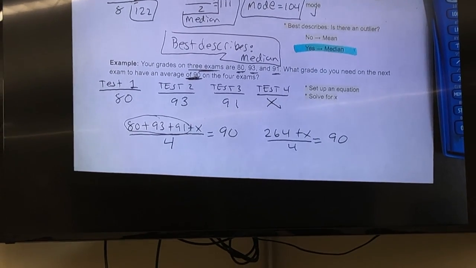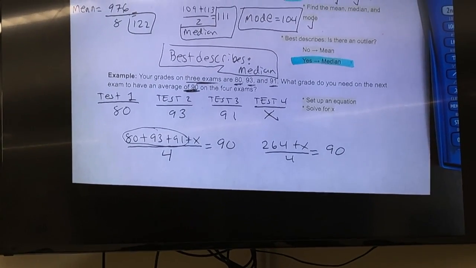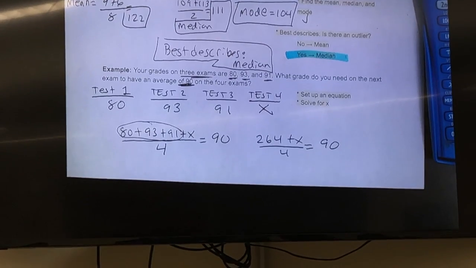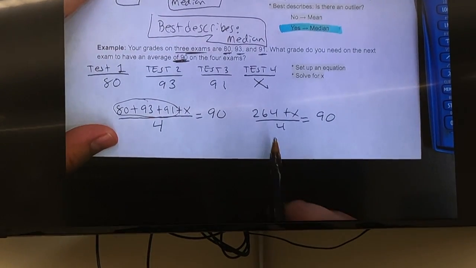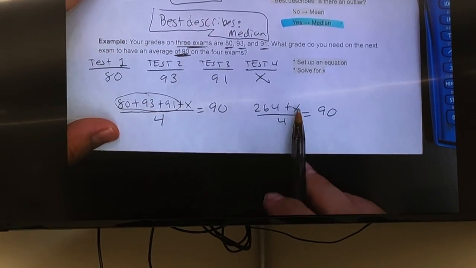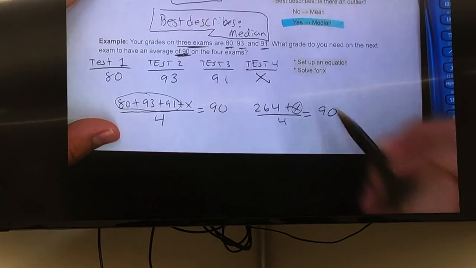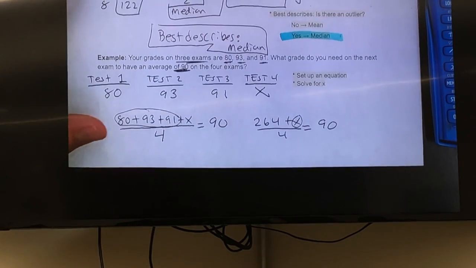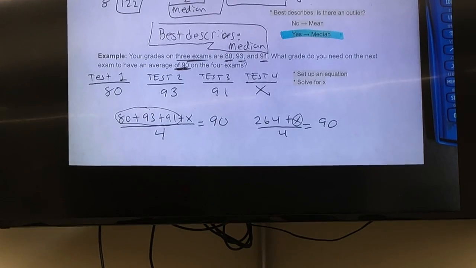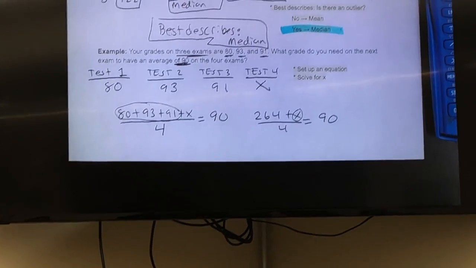Miss May, can we add x to 264? No, they are not like terms. Correct. So we need to work backwards to get x alone. Okay, Miss May, would you cross multiply here or multiply both sides by 4? I would multiply both sides by 4.